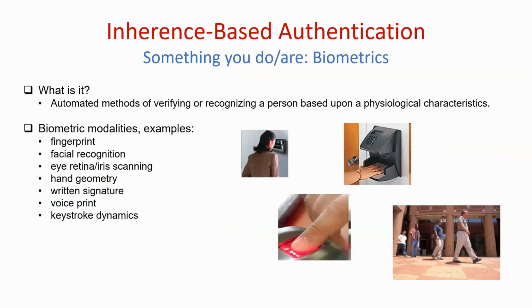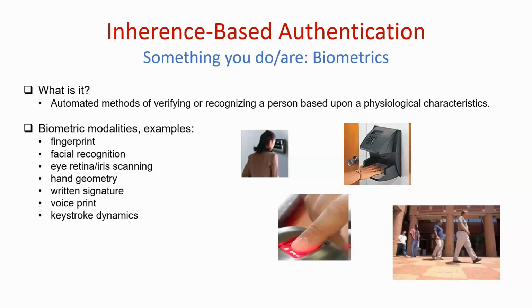The next one that we will discuss is inherence-based, which is the area of biometrics, something that the user does or something that the user is. And there are many biometric features that have been used in literature. Some of them are shown in the slide: fingerprint, facial recognition, eye retina or iris scanning, hand geometry, written signature, voice print, which is not really a good idea because voice can be easily faked, keystroke dynamics.